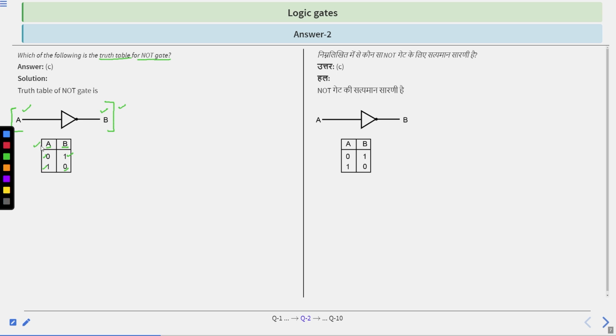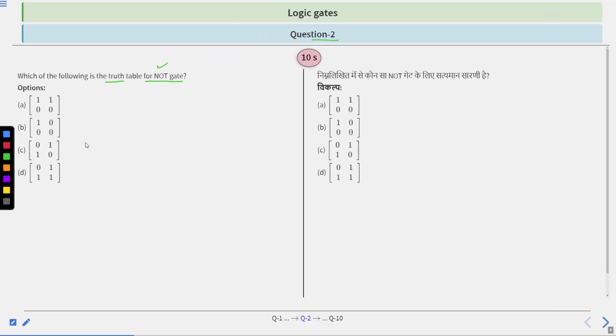So the correct answer is this one. Option C is correct. 0 becomes 1 and 1 becomes 0. This is the correct answer. Clear? Next question.